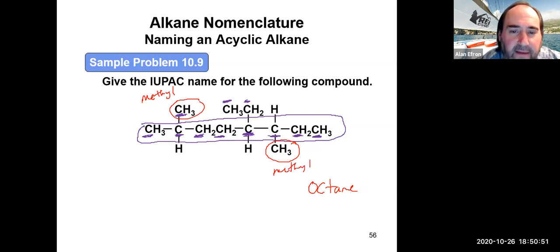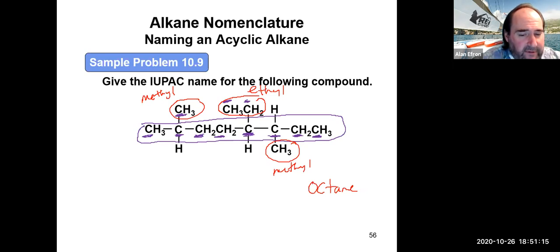And we also have another group that's here as well. We have an ethyl group, right? And that is 2 carbons, 2 carbons based off of ethane. Drop the ANE, put the YL there, and that would be ethyl. So when we go to name this guy, we need to number.